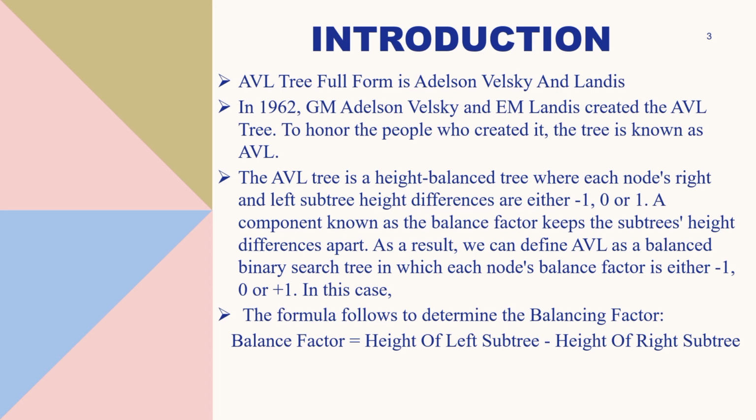The AVL tree is a height balanced tree where each node's right and left subtree height differences are either -1, 0 or 1. A component known as the balance factor keeps the subtrees height differences apart. As a result, we can define AVL as a balanced binary search tree in which each node's balance factor is either -1, 0 or +1. In this case, we can use the formula to determine the balancing factor. Balance factor equals height of left subtree minus height of right subtree.